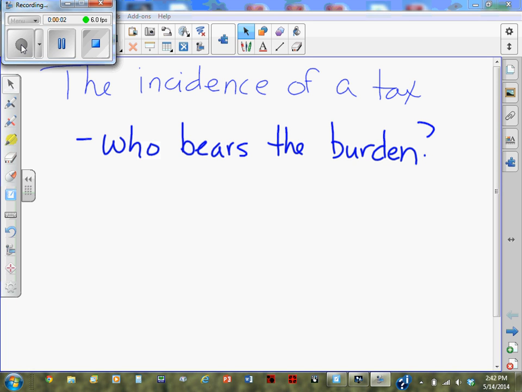When we talk about the incidence of a tax, what we're talking about is who bears the burden of paying it. And unless one of the parties has either a perfectly elastic or perfectly inelastic demand or supply curve, which you all know can't occur in real life, the burden is going to be apportioned between both the buyer and the seller, no matter who supposedly or nominally pays the tax.